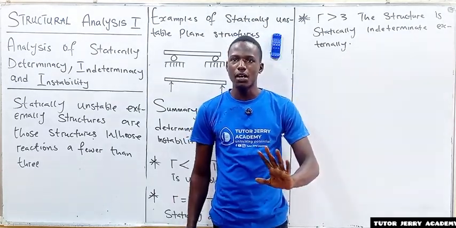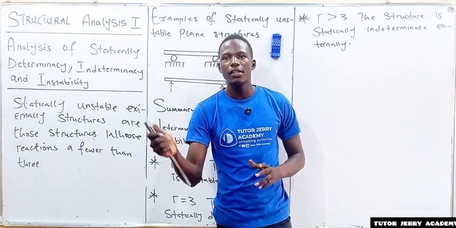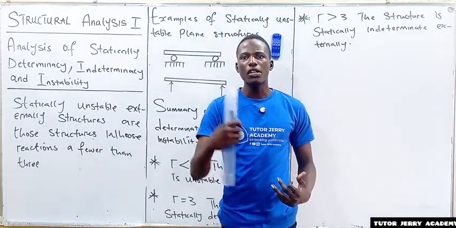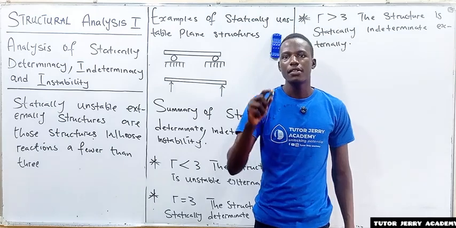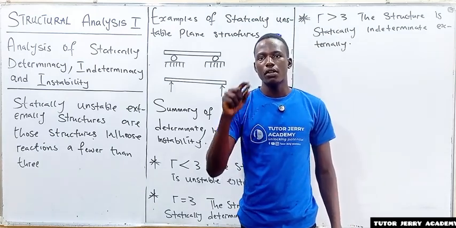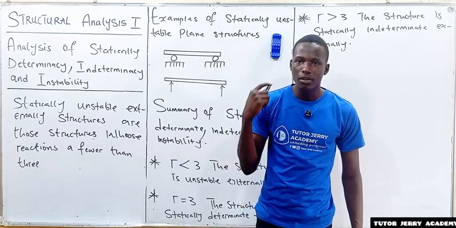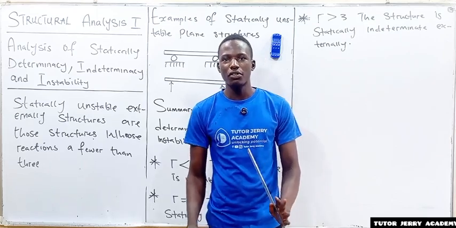You can see that now. A structure may be supported by a sufficient number of reactions, R greater than or equal to 3, but may still be unstable due to improper arrangement of support. Such a structure is referred to as geometrically unstable externally. So you can see the conditions now that we have.